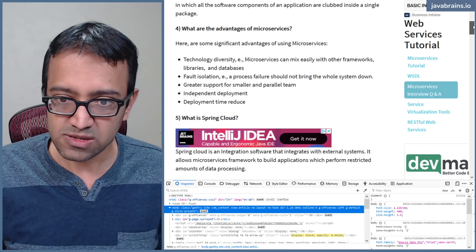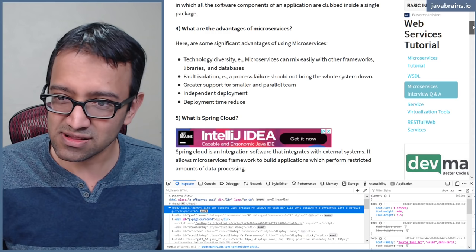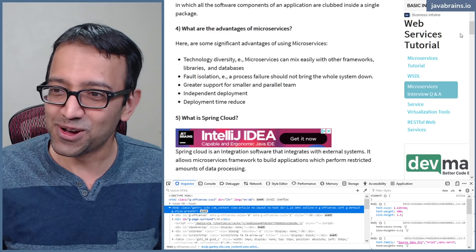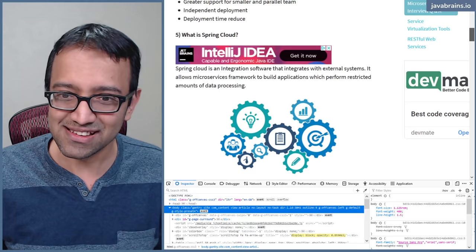All right, so what is Spring Cloud? "Spring Cloud is an integration software that integrates with external systems. It allows microservices framework to build applications which perform restricted amounts of data processing." What? No. Hang on. Wait, that is it? No, this is not right. That's not what Spring Cloud is, so don't provide this answer.